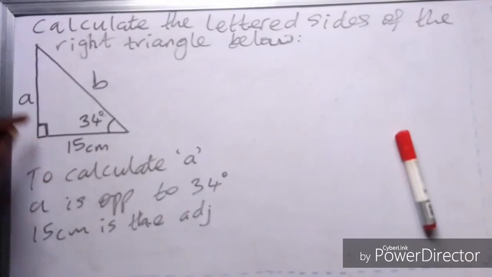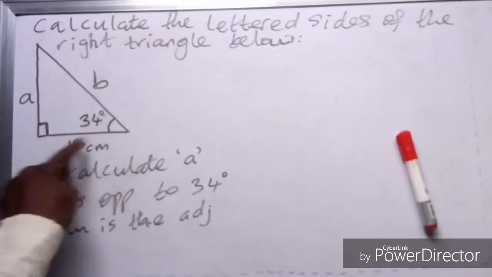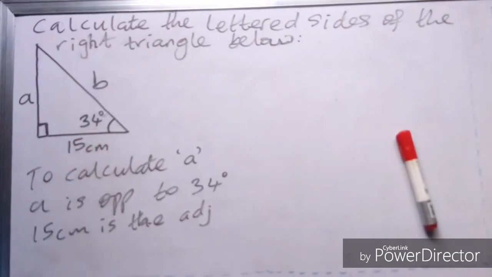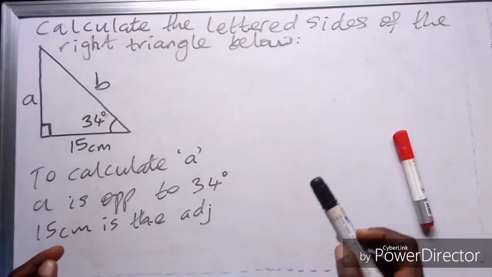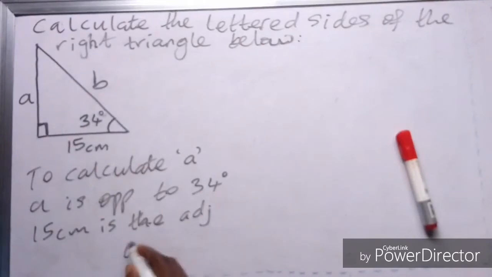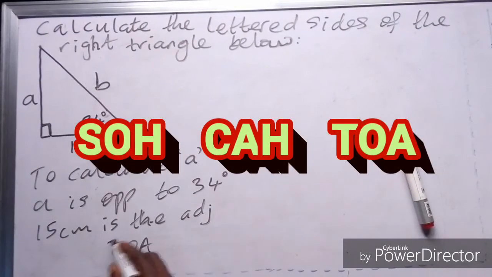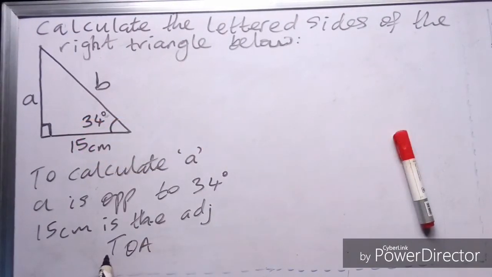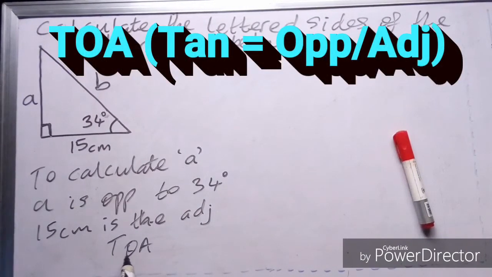So we use 15 cm and the angle 34 degrees to find A, where A is opposite 34 degrees and 15 cm is the adjacent side of the angle. Now, which of the three trigonometric ratios has opposite and adjacent? Remember your SOHCAHTOA. It is TOA, which is tan, opposite over adjacent.